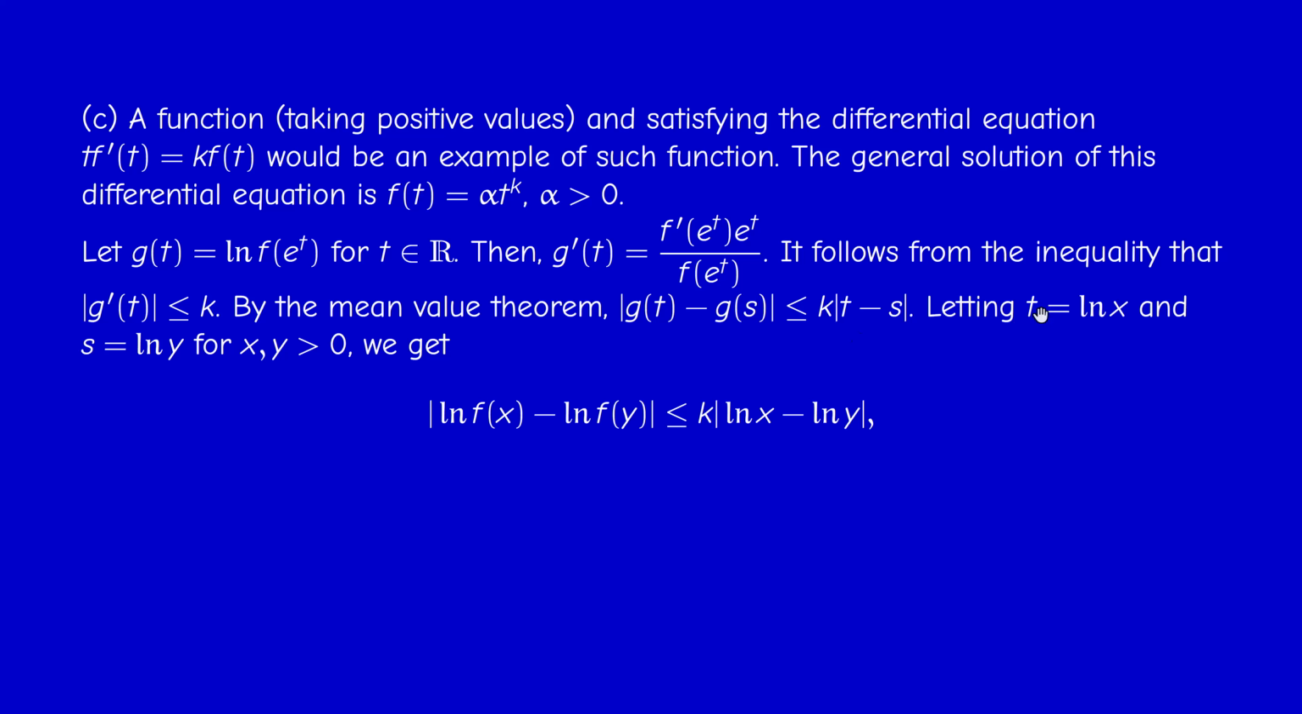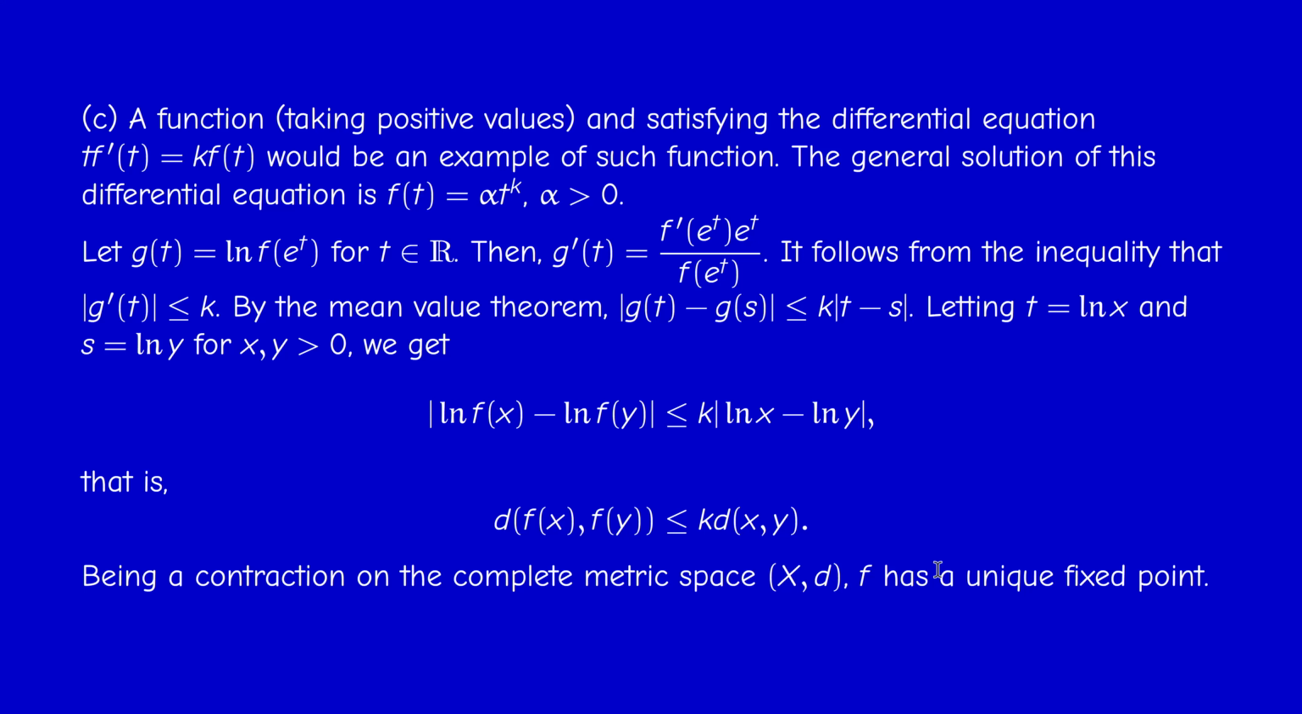In particular, if I put t equal ln of x and s equal ln of y for x, y positive, I get that ln of f of x minus ln of f of y is less than or equal to k times ln x minus ln y. And this means that the distance d between f of x and f of y is less than or equal to k times d of x, y. So this means that f is a contraction on (X, d). Since (X, d) is complete and f is a self map, f has a unique fixed point.